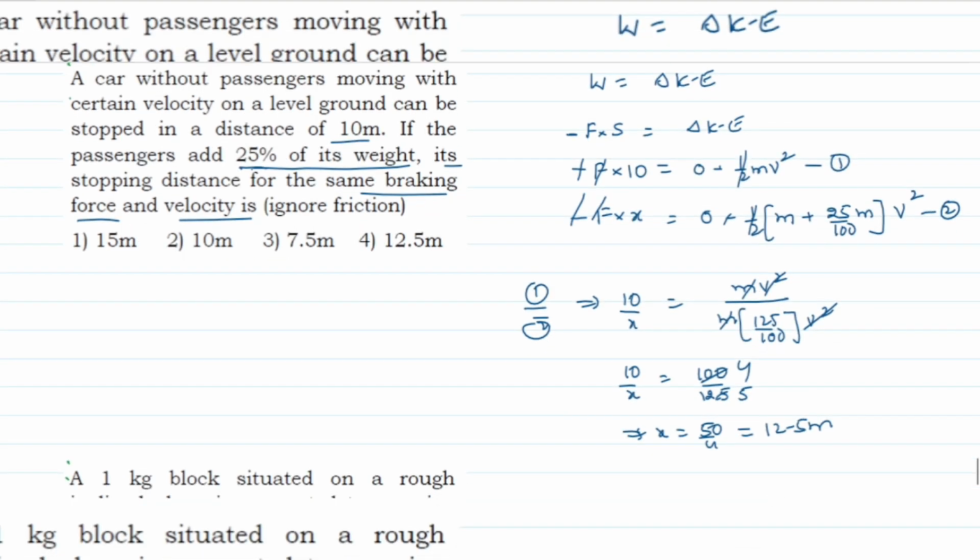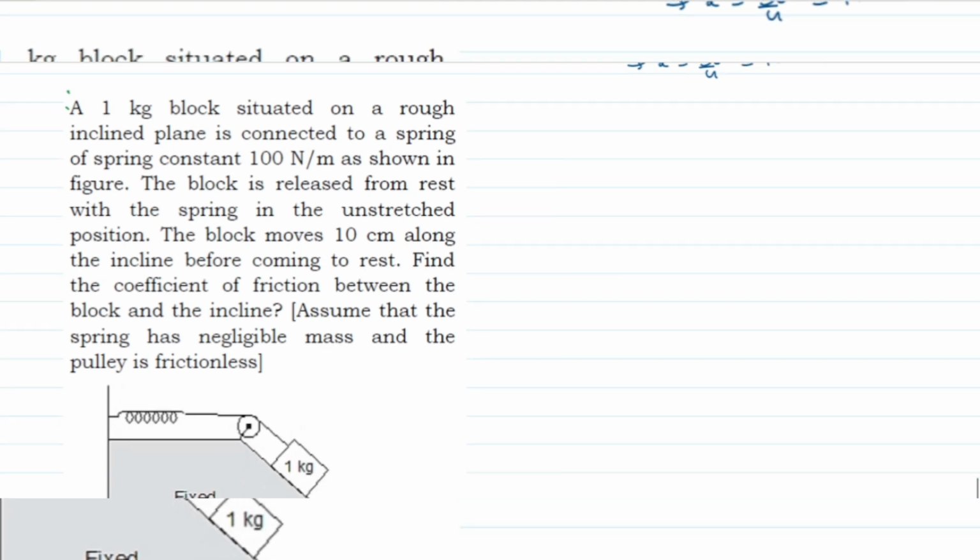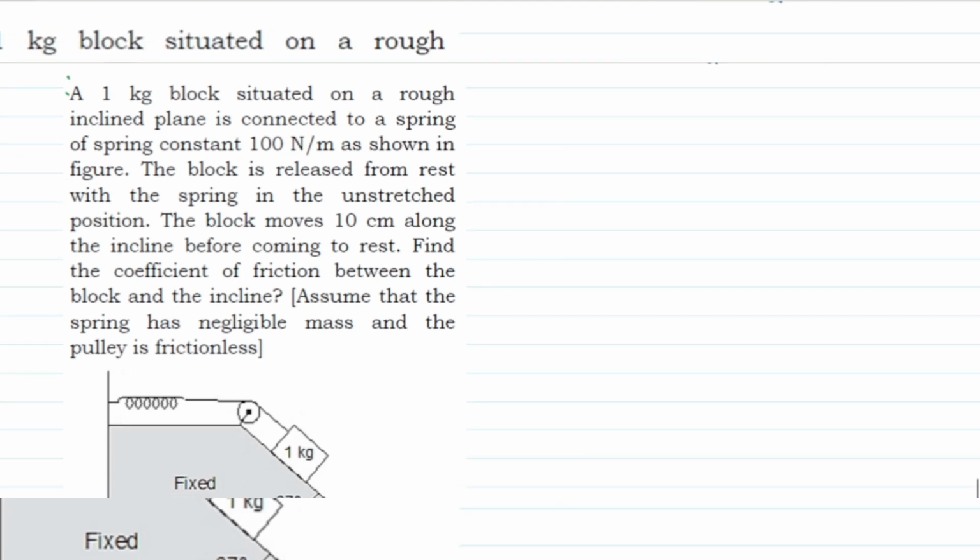Let us see the next question. A 1 kg block is situated on a rough inclined plane, is connected to a spring, and spring constant is given as 100 Newton per meter. The block is released from the rest with the spring in the unstretched position. The block moves 10 centimeter along the incline before it comes to rest.